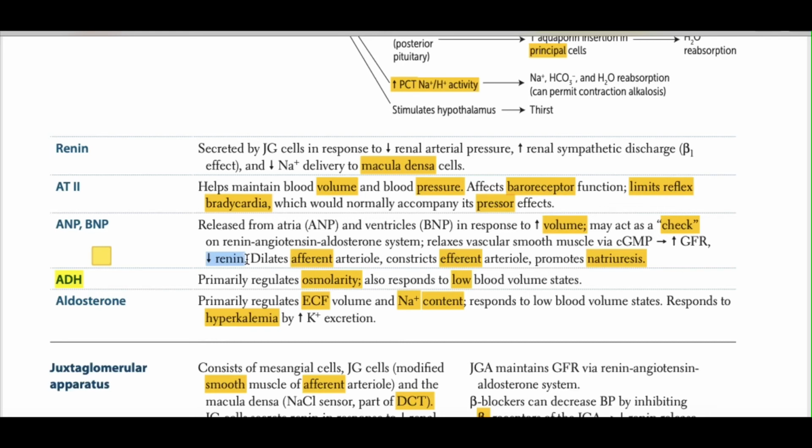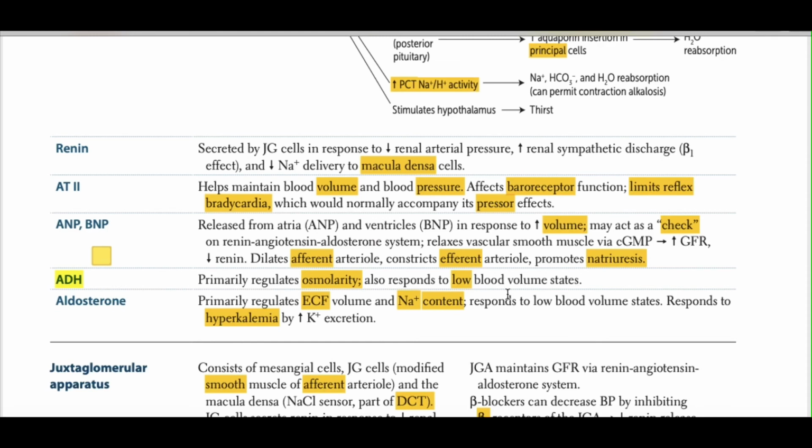So these will help in the dilation of afferent arterioles and the constriction of efferent arterioles that will promote natriuresis. When afferent arterioles are dilated, there is more blood perfusion to the kidneys, and on the other side there is constriction of efferent arterioles, so the glomerulus will get more time and more blood to filter, so that will lead to natriuresis. So antidiuretic hormone primarily regulates osmolarity, also responds to low blood volume states.